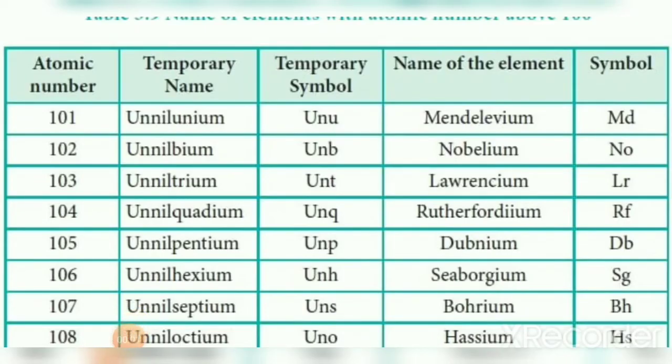For example, consider an element with atomic number 102. This element is officially named as nobelium and the symbol is NO. Let us see how to get its temporary name and temporary symbol. The atomic number of the element is 102. So, the roots for these digits 1, 0 and 2 are UN, NIL and BI. Therefore, the temporary name of the element with atomic number 102 is UNNILBIUM and the symbol is UNB.